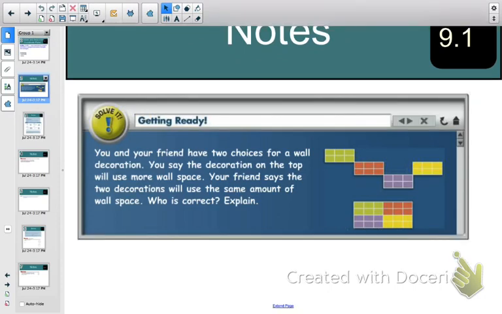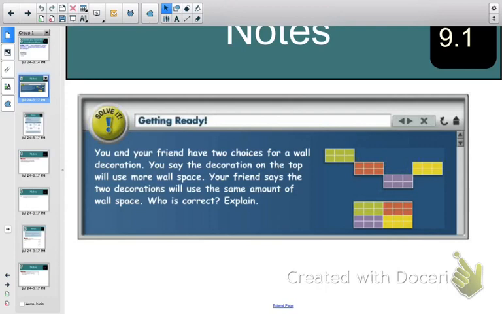So this problem says you and your friend have 2 choices for a wall decoration. You say the decoration on the top will use more wall space. Your friend says the 2 decorations will use the same amount of space. Who is correct? Explain. Well, you can see that we have these 4 little groups of rectangles here, and there's also the same 4 rectangles down here grouped together.